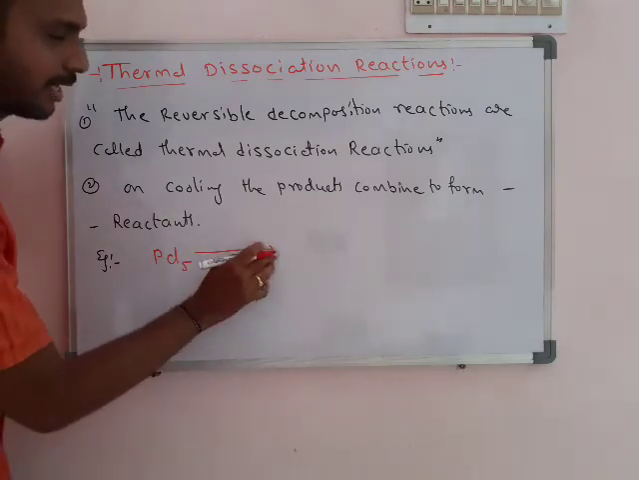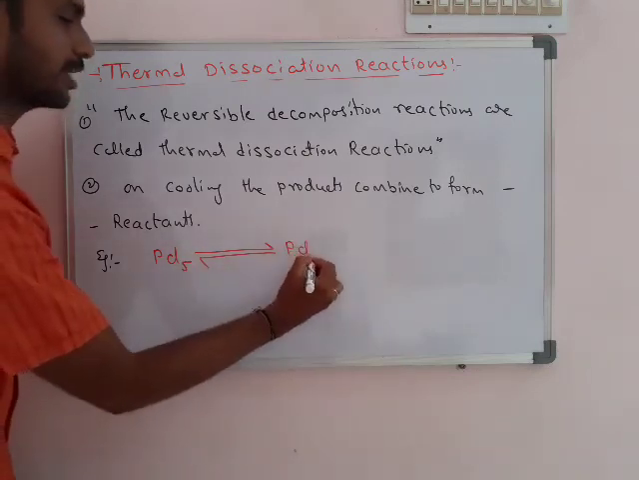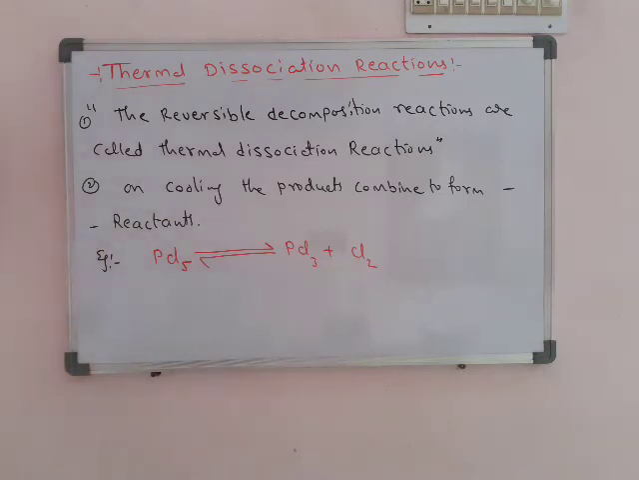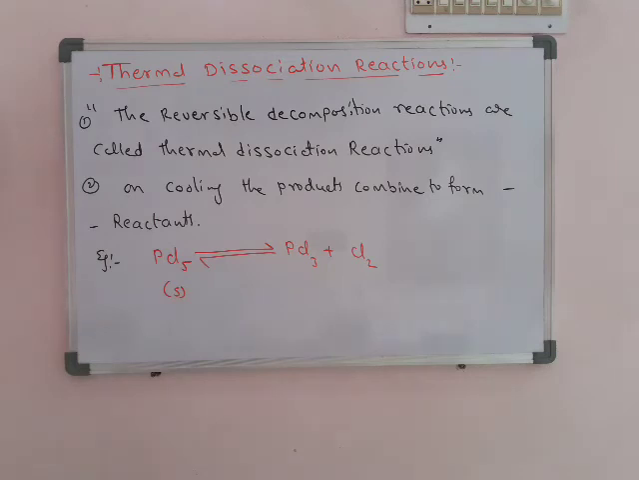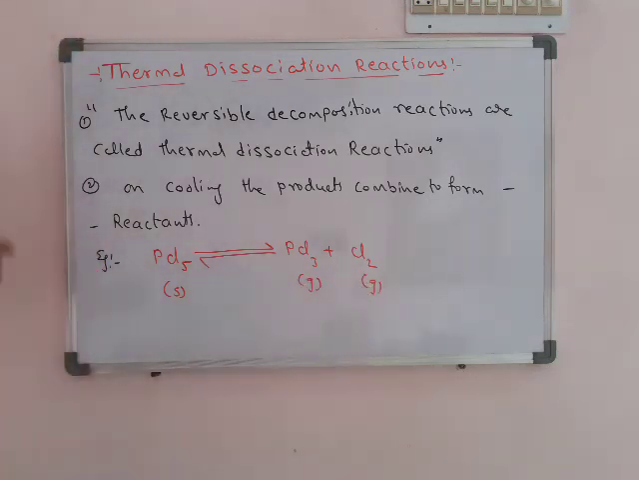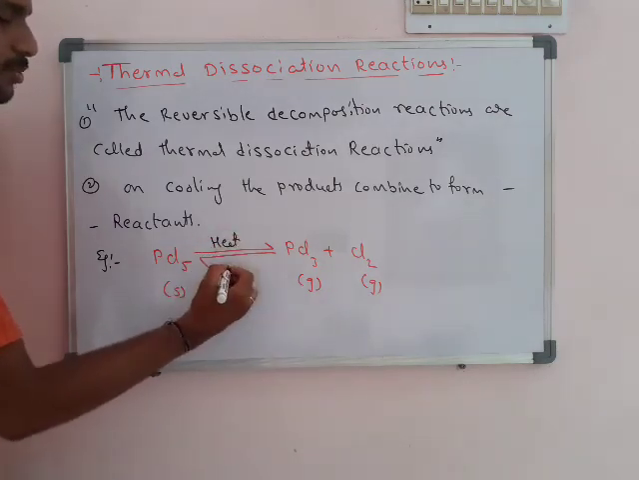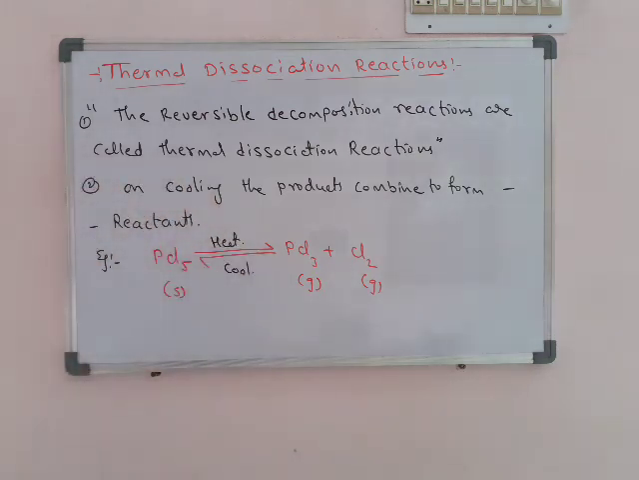Phosphorus pentachloride, phosphorus trichloride and chlorine. PCl5 is a solid, the others are gases. The forward reaction takes place on heating. For the backward reaction, we need to cool it.